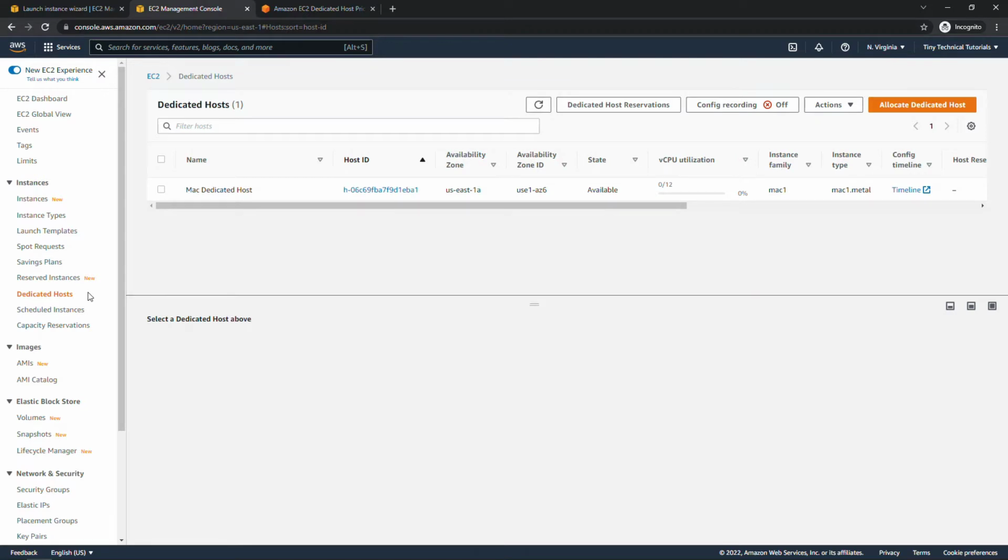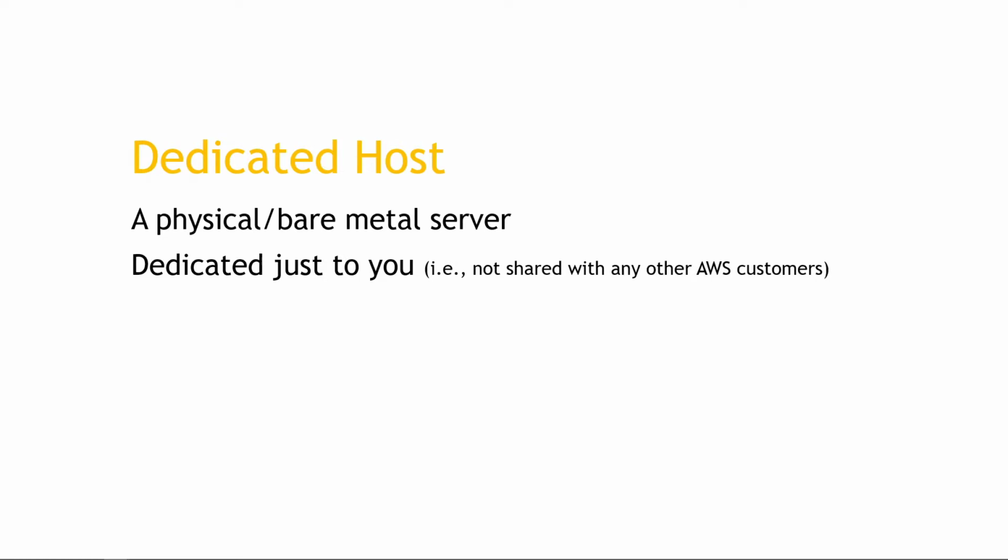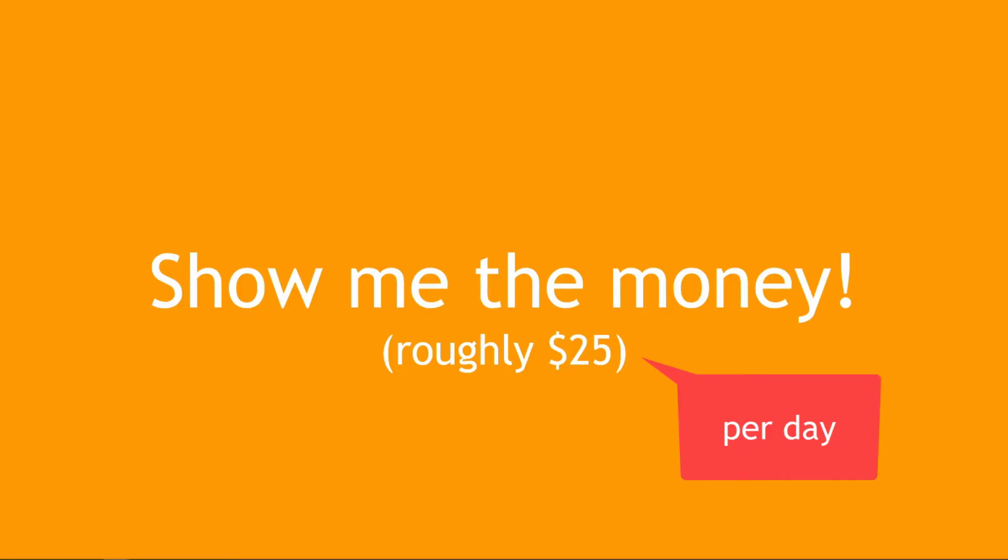But before we do any of that, let's go over a couple of very important points first. If you aren't familiar with this idea of a dedicated host, this is a physical or bare metal server. This is required because the Mac EC2 instance will be running on actual Mac minis and not on a virtual machine. And it's also dedicated just to you, hence the name, meaning that you're not sharing it with any other AWS customers. But all of this obviously comes at a cost.